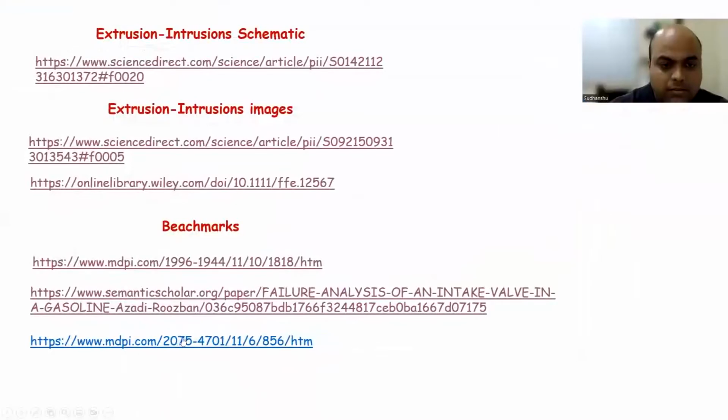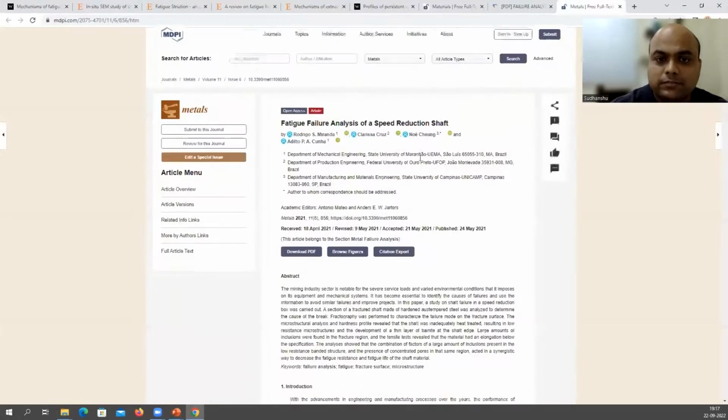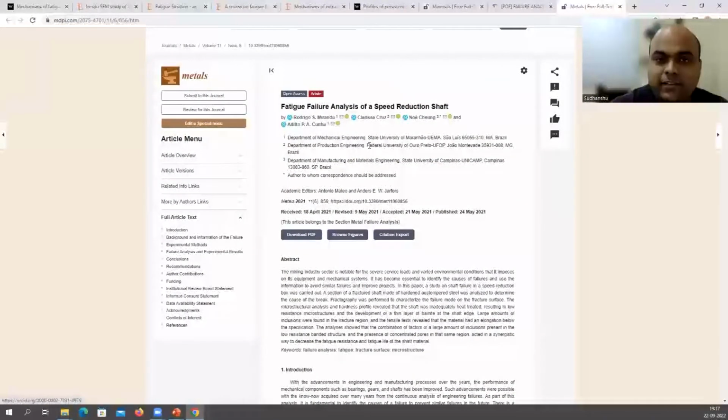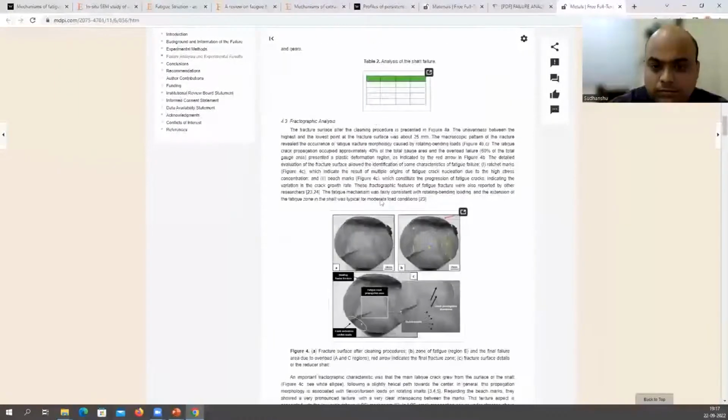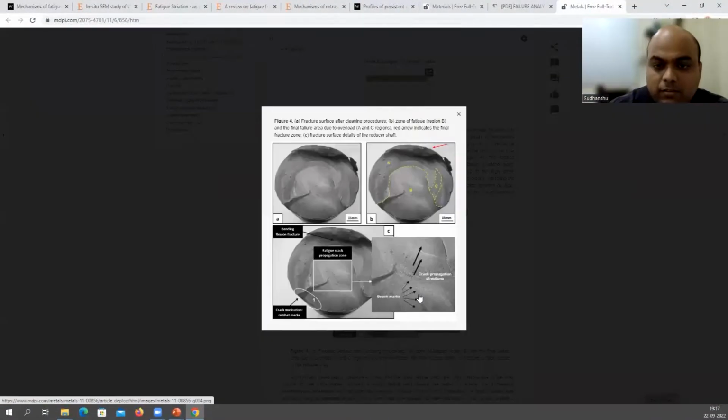Now one more paper, again open access: fatigue failure analysis of a speed reduction shaft. Here, you can see these lines. So these are your beach marks. Somewhere here the crack nucleated and you see this smooth region. This is your fatigue crack propagation region. And these lines, whatever you see macroscopically, see the scale bar, 15 millimeter, right? These lines, macroscopically, are your beach marks.